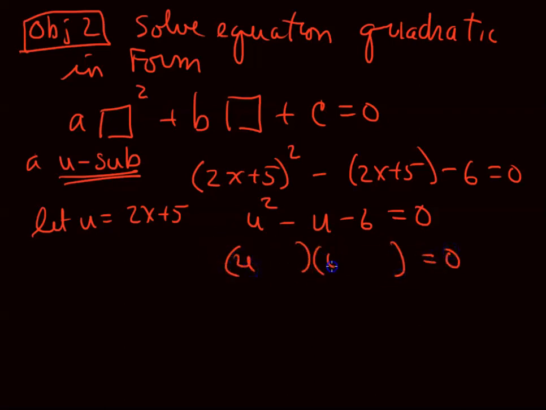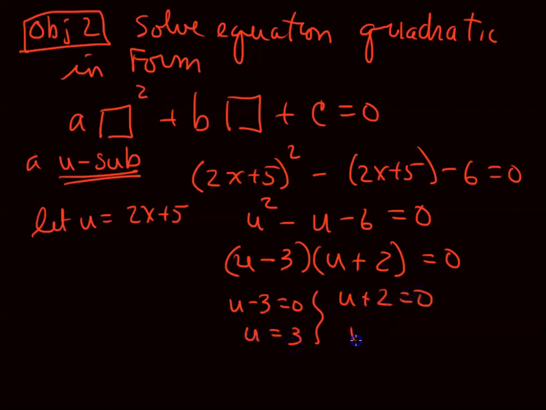U times u is u squared. The factors of 6 subtract and give me negative 1. Well, 3 and 2 will give me a 1. If I make that a negative 3 and a positive 2, that'll be the negative 1. So u minus 3 is 0. U plus 2 is 0. So u is either 3 or u is negative 2.